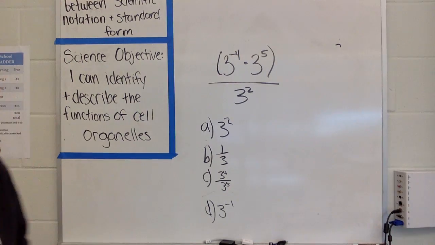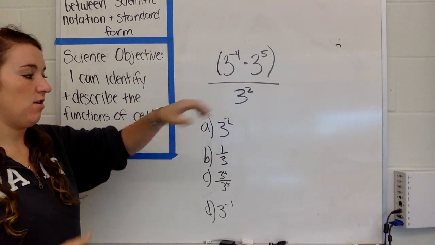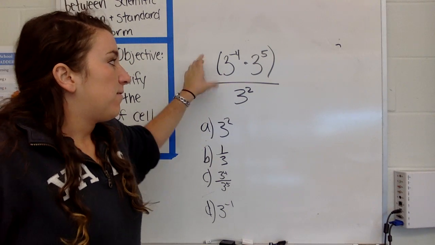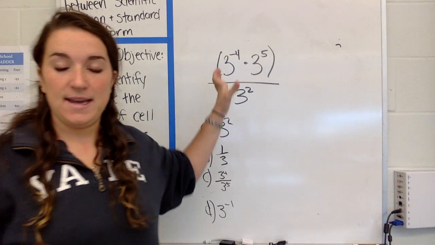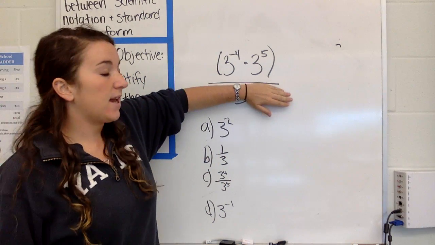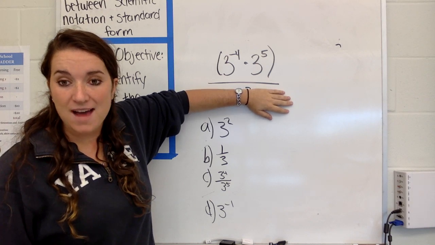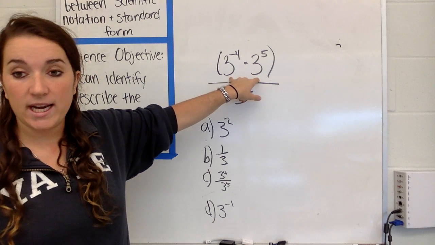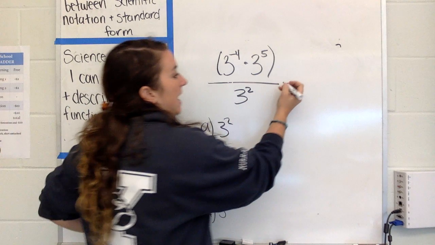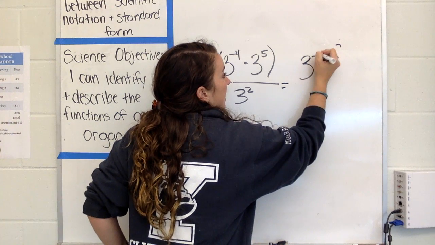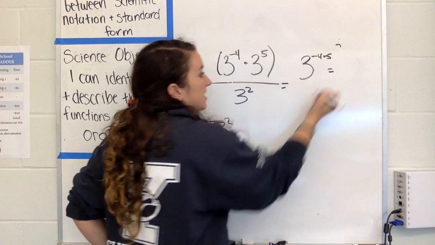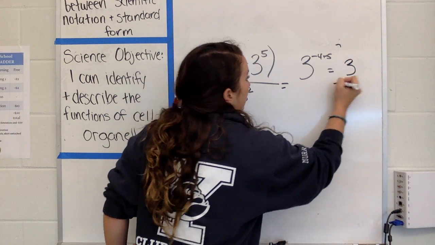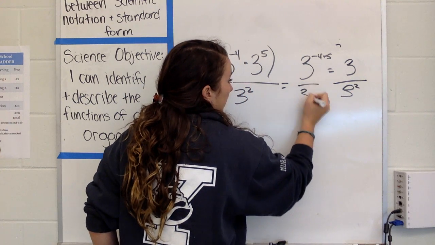Okay, our third problem, we have 3 to the negative fourth times 3 to the fifth over 3 squared. Which of the following are equivalent to it? I have a fraction, but I have simplification to do in my numerator. So before I even look at my denominator, I'm going to simplify my numerator. When I have multiplication and the same base, what can I do with my exponents? Right, I can add them. So I have 3 to the negative 4 plus 5. Negative 4 plus 5 equals what? Yep, it equals 3. And put that over 3 squared.